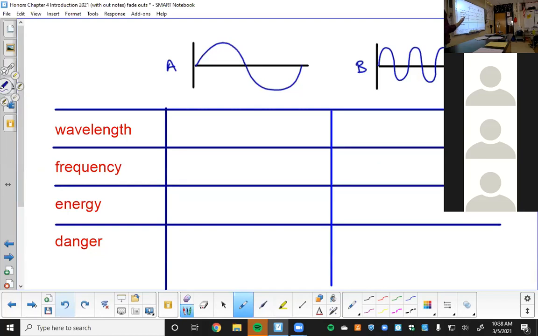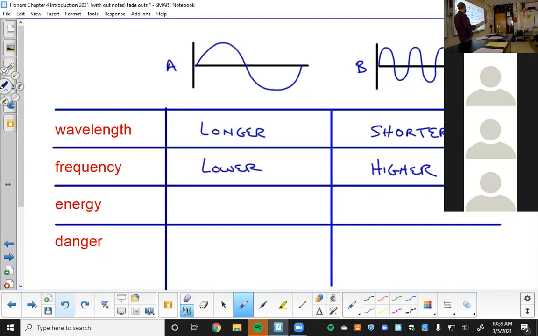Wavelength, we got long and short. Who's the long wavelength? A. And this is just relative, so I guess we could say longer and shorter, just comparing them to each other. It's not set to scale or anything. High frequency, low frequency. Which one's the high frequency? B. High energy, low energy. Greater energy is associated with B.